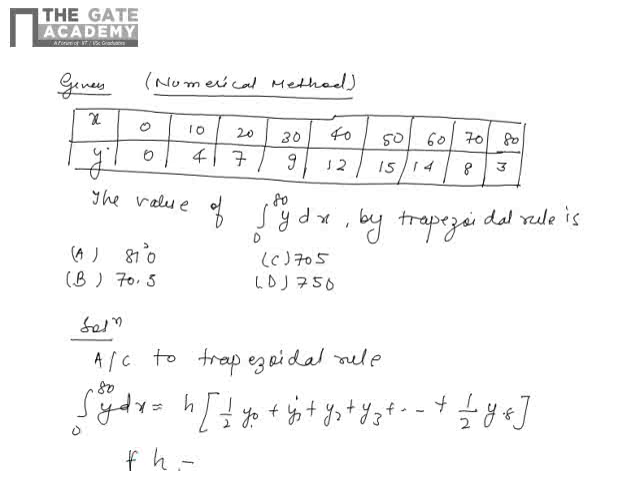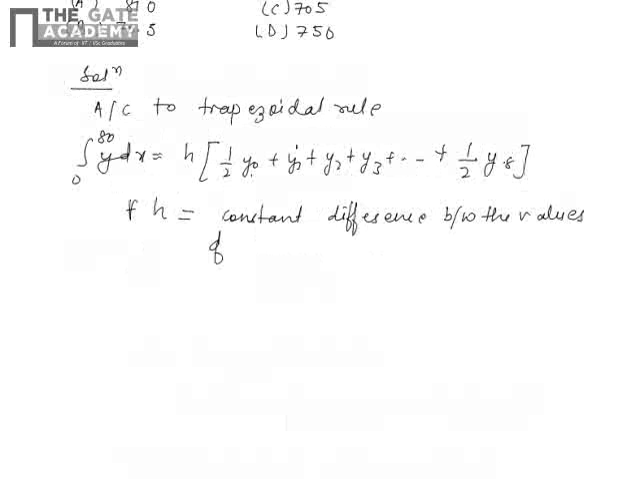So what will be the h here? It is the constant difference between the values of x. So what is h over here? h is 10. So simply we have to substitute the values and find the solution.